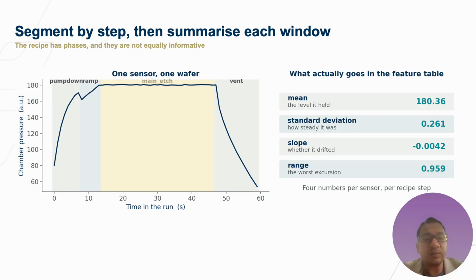That would average the etch window together with the pump down, and the answer would depend mostly on how long the pump down happened to take that day. So segment first, then summarize the window you care about. Four numbers here from the main etch window. The mean, which is the level it held. The standard deviation, which is how steady it was. Slope, which is whether it drifted during that step. The range, which catches the worst excursion. Four numbers, one sensor, one step. Multiply by 300 sensors, 5 steps, and you begin to see where the column count comes from.